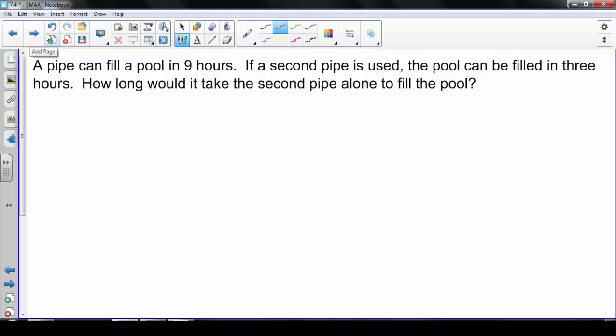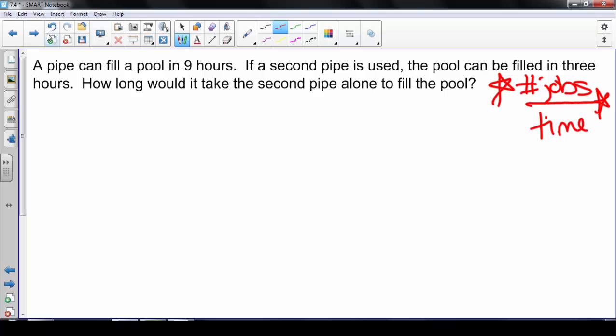So now for this one, we're trying to figure out how long it's going to take for the second pipe to fill the pool if it was doing it by itself. So the key thing for all of these work ones is the number of jobs is going to be divided by the time. And I'm using jobs instead of pipes here because we're going to use that to generalize.